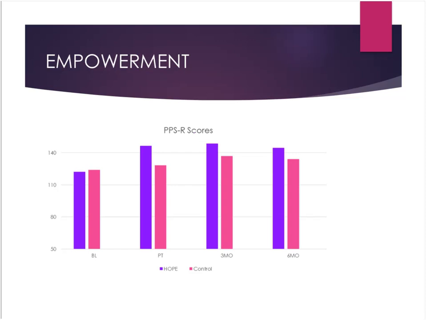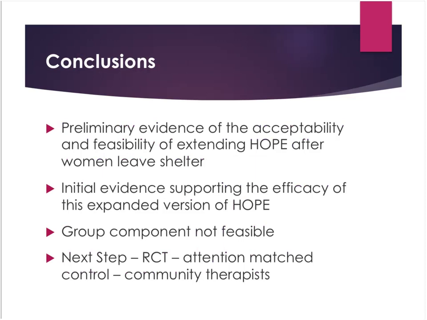But we find similar findings as in HOPE 1 for empowerment: women who received HOPE had higher empowerment at follow-up relative to those who didn't. We also had many other similar findings related to depression and social support that were consistent with HOPE 1.